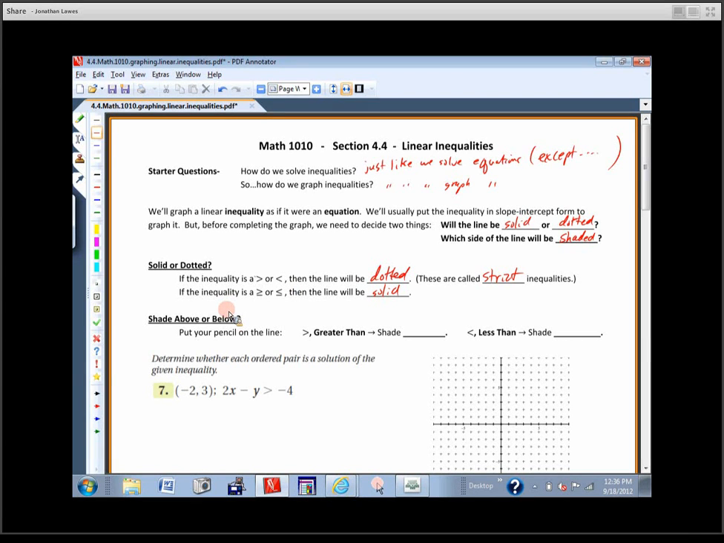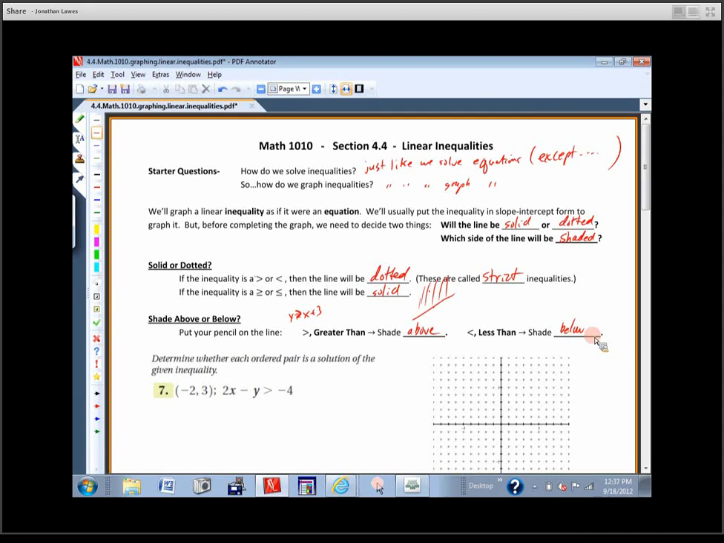Okay, and I think this is an easy way to figure out which one we shade. So let's say I draw a line and it looks like this, whether it's solid or dotted. If it's y is greater than x plus 3, what we do is we put our pencil on the line, and y is in the vertical direction. If I say greater than, do you think I go up or down? Up. So I go up. That puts me on the correct side of the line, and then I'd shade this side right here. So if it's greater than, shade above the line. And if it's a less than, then we shade below the line. Okay?